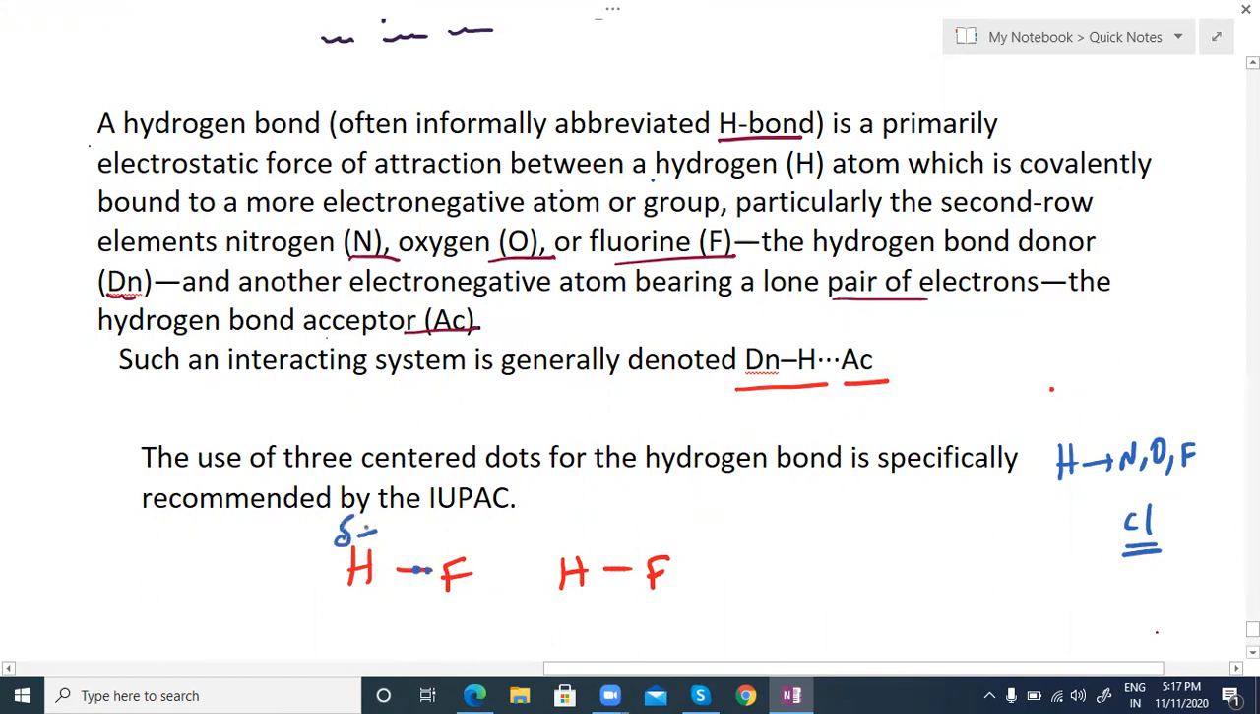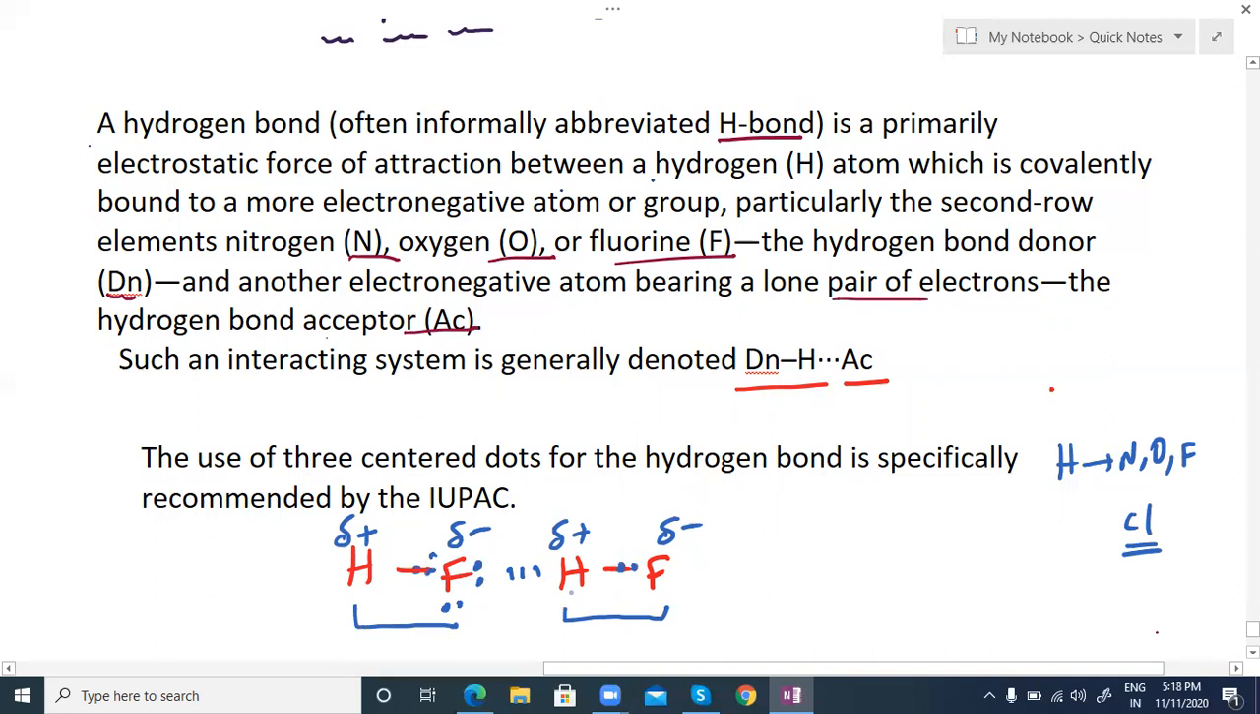That is the reason we get delta positive, meaning a partially positive character here, and partially negative here, and the same for this one. This bond forms in covalent compounds only, not ionic compounds. The partial positive character attracts the lone pair of another more electronegative atom. This type of bonding between two molecules, where hydrogen is attached to the more electronegative atom and hydrogen participates, we call hydrogen bonding. Hydrogen is attracted towards the lone pair of the more electronegative atom of another molecule.